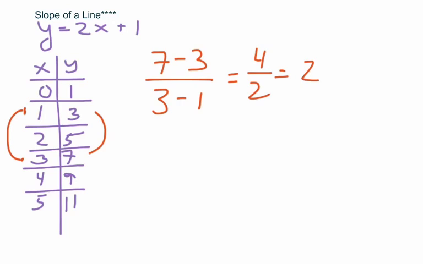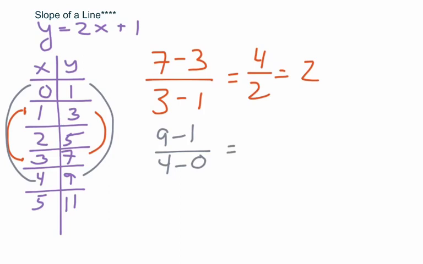So let's say I pick the point 4, 9. It would jump all the way back to the point 0, 1. I'll do the same thing. I'll do 9 minus 1 over 4 minus 0, and I end up with 8 over 4, which equals 2.